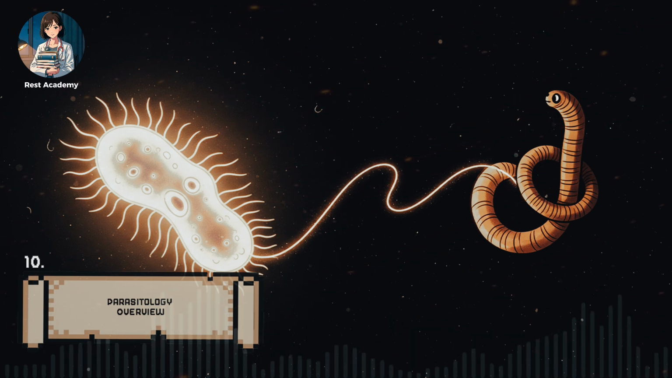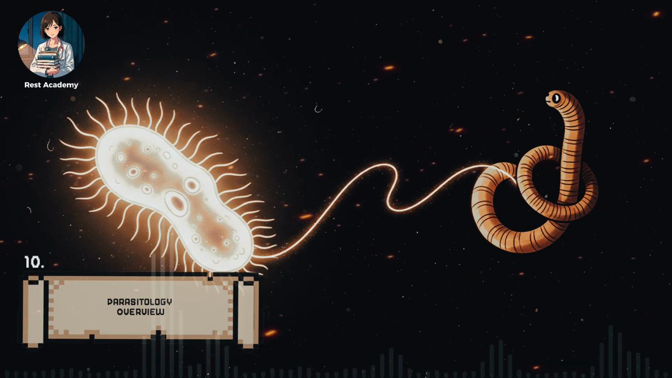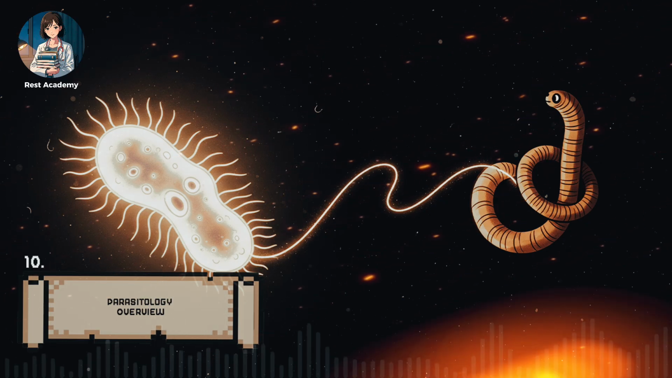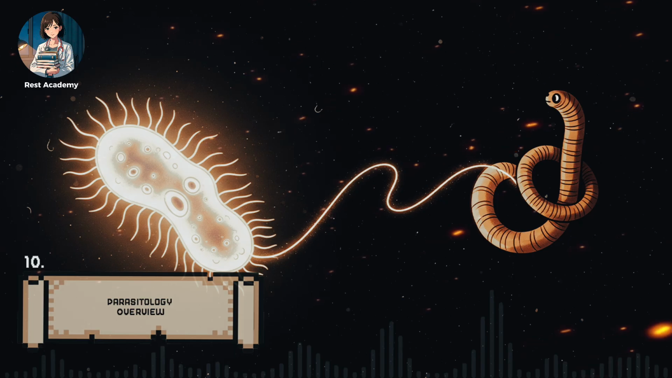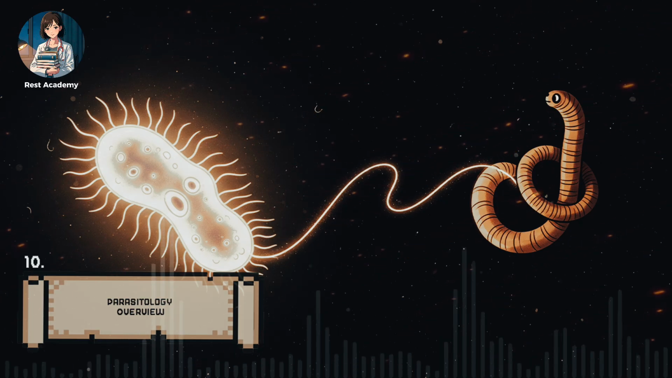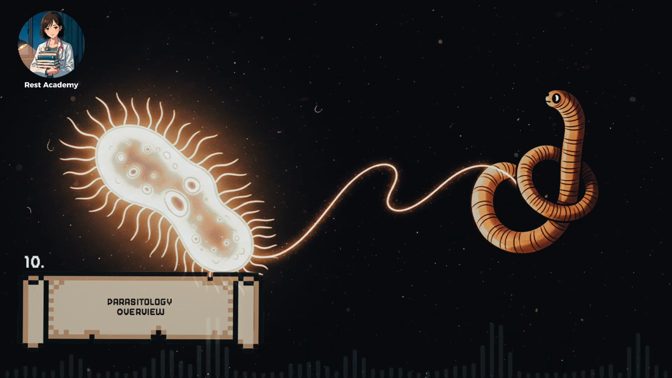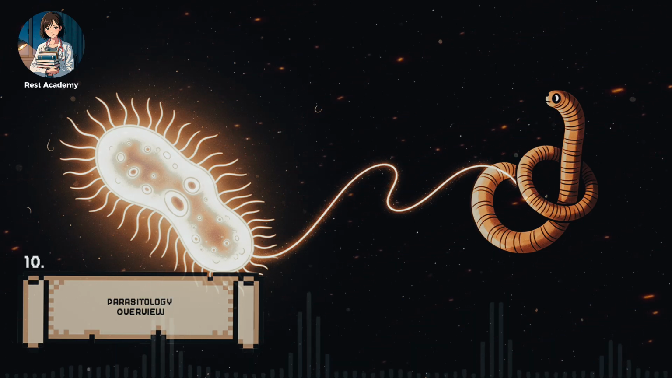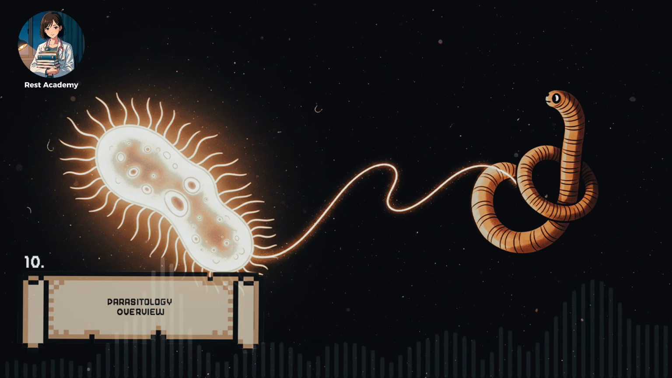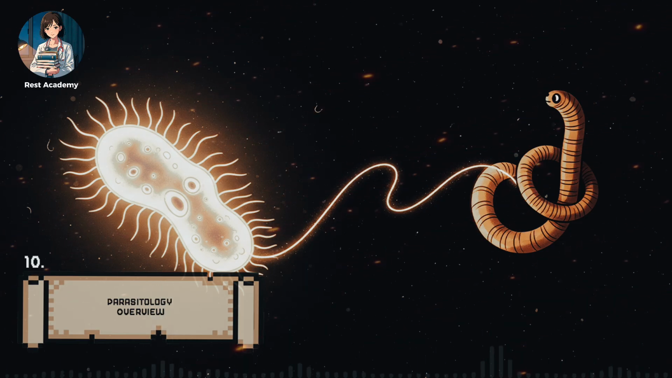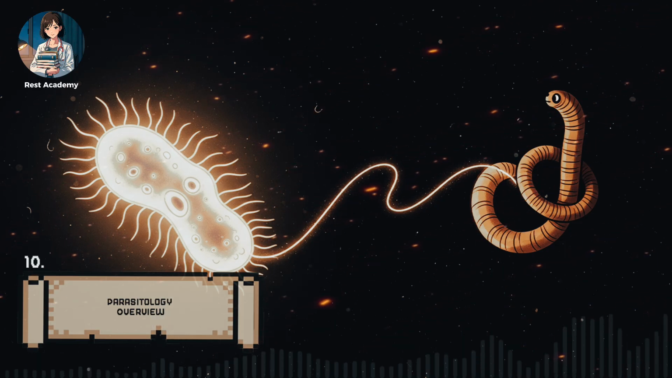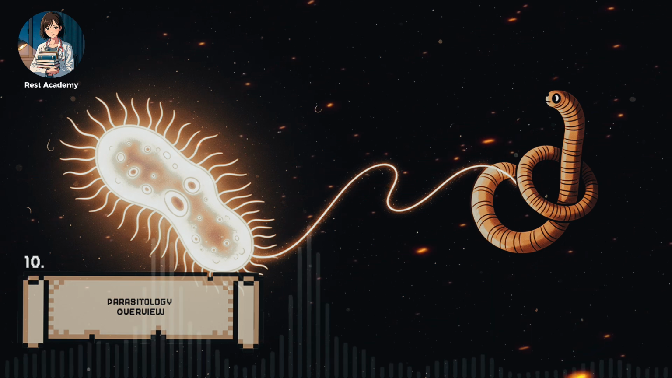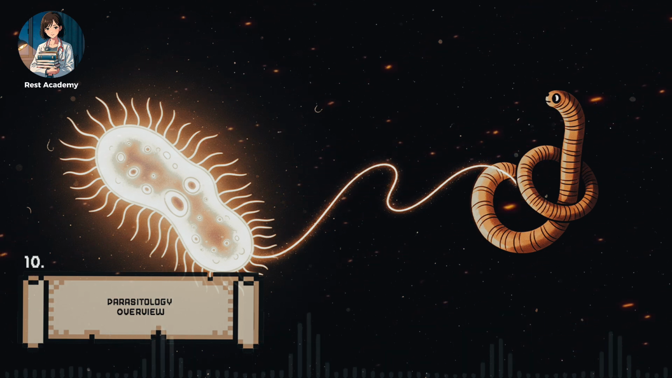Cestodes, tapeworms, are flat, segmented helminths. The head, scolex, bears suckers or hooks for attachment. Segments, proglottids, contain reproductive structures. Taenia saginata and Taenia solium mature in human intestines after ingestion of larval cysts from undercooked beef or pork. T. solium eggs ingested directly can develop into larval cysticerci in tissues, including brain, causing neurocysticercosis with seizures. Diphyllobothrium latum, the fish tapeworm, can cause vitamin B12 deficiency by absorbing the nutrient in the small intestine.